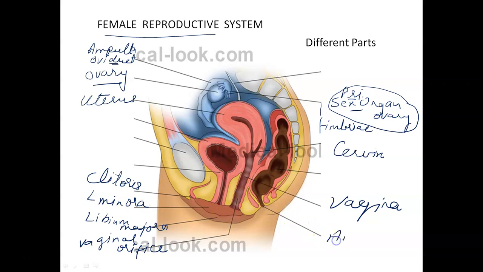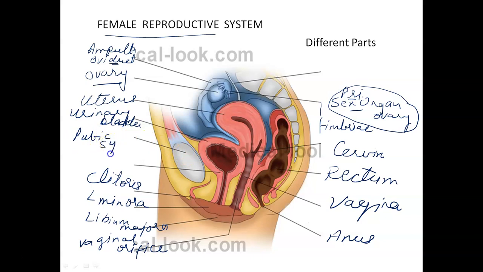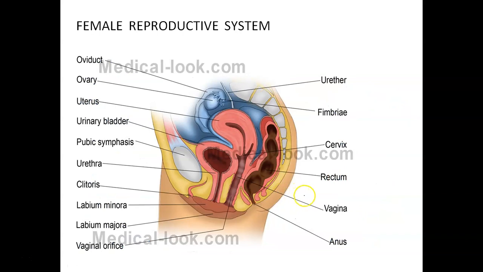This one is the anus, which is part of the digestive system, and before the anus, we all know in the large intestine, is the presence of the rectum. Now this is the urinary bladder, and here is the pubic symphysis, which plays a very important role at the time of birth. And this is the urethra. Okay, that's all for the labeling of the female reproductive system side view. You can see all the labeling in this slide. If you have missed it, you can note it down from this diagram.